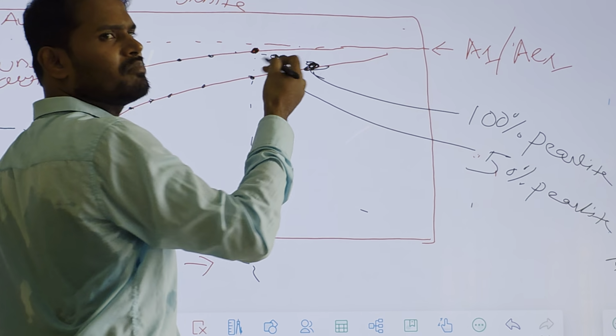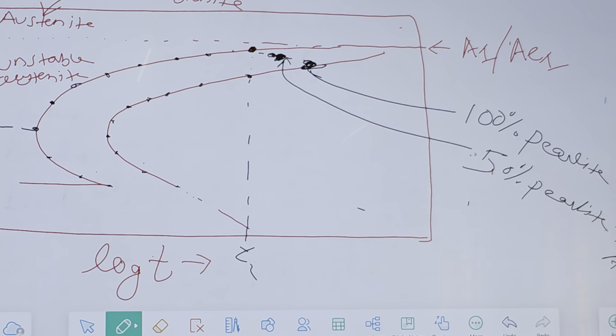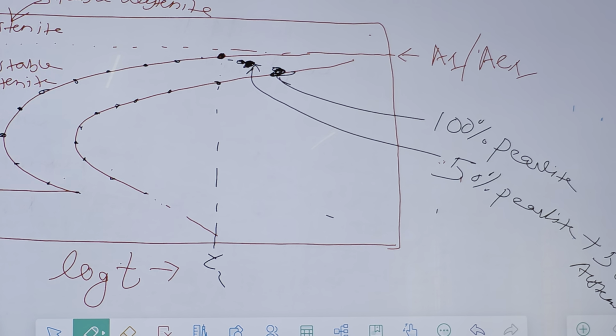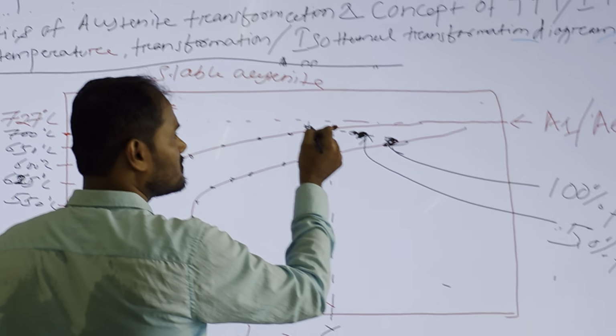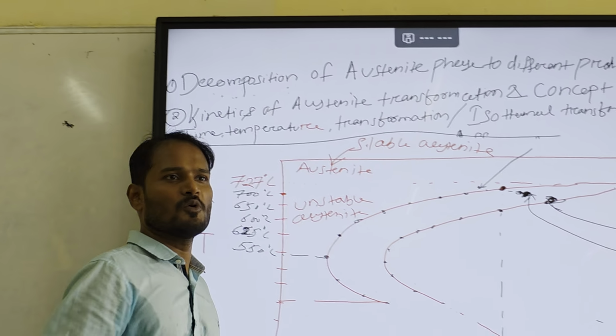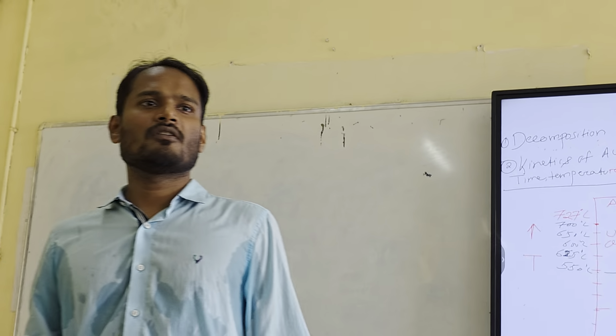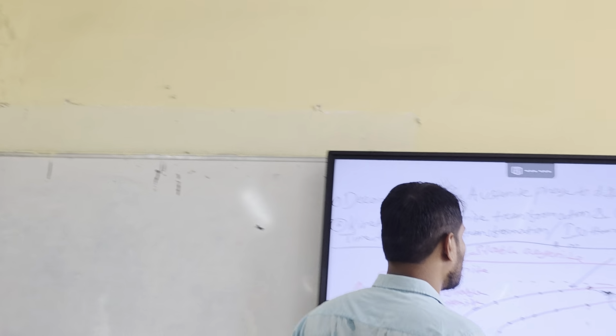And this is some point, maybe some amount. Okay, just start. And if I check, I will tell what will happen at this point. 0. There is no pearlite at all. Only austenite. Right? This point is 100% austenite.